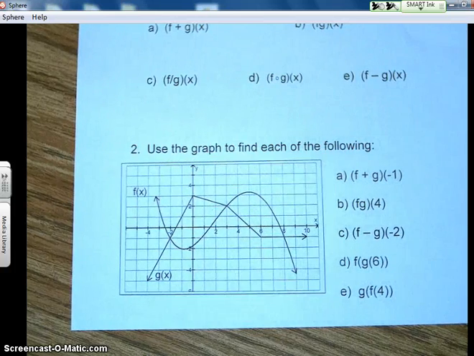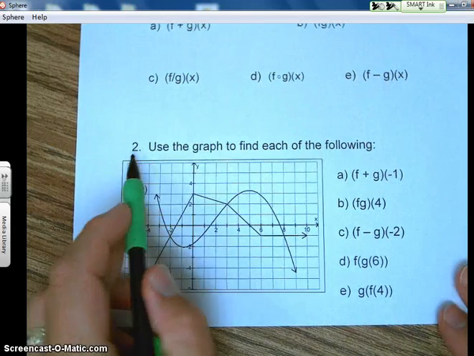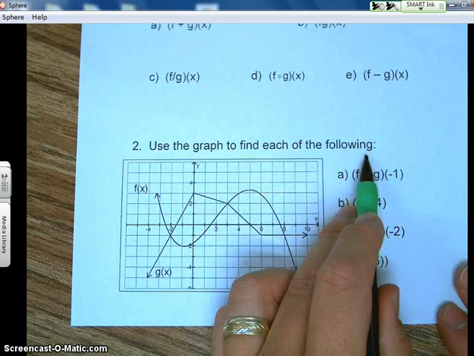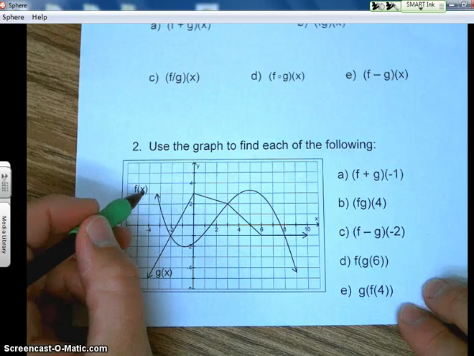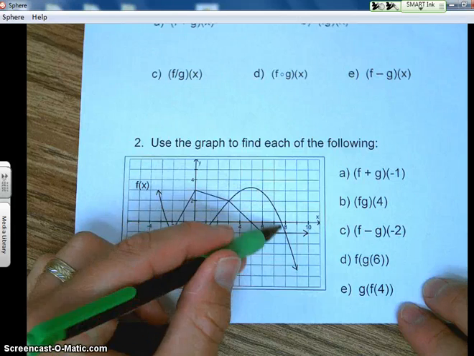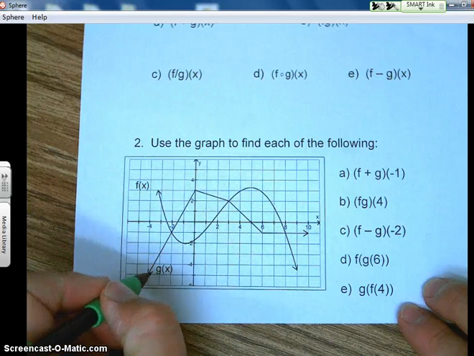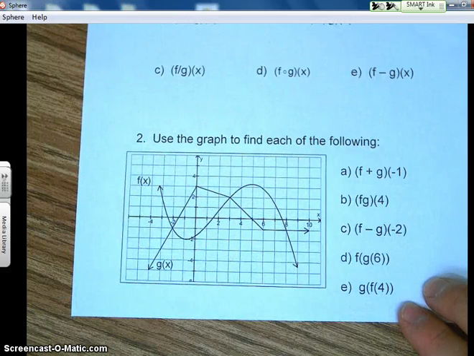Hey guys, so we're going to finish up the video notes by looking at number 2. It says use the graph to find each of the following. So notice that we're dealing with two functions. Function f, that's this function right here. And then we have function g, this function right here. So we have two functions on here.